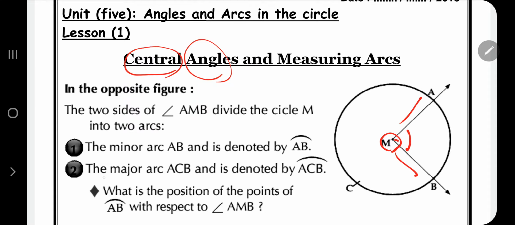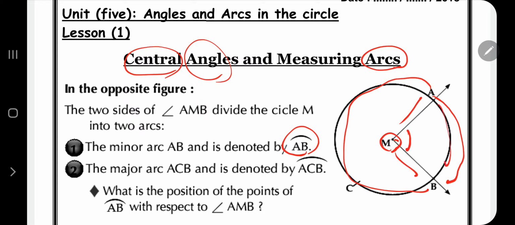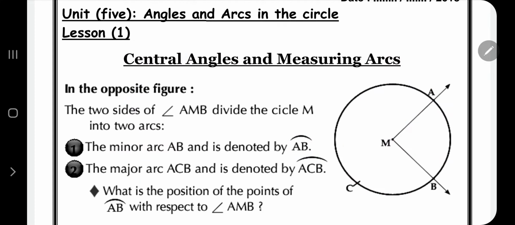and MB. What is the meaning of arc? The arc is a part of a circle. I can write the arc with two letters like arc AB, or arc ACB. What is the difference between them? Arc AB only means the minor arc AB, which represents this part. But arc ACB, or AB major, means the greatest arc, which is greater than the AB minor arc.